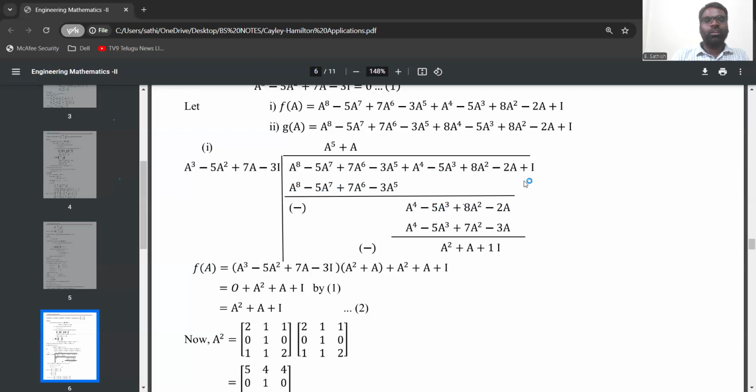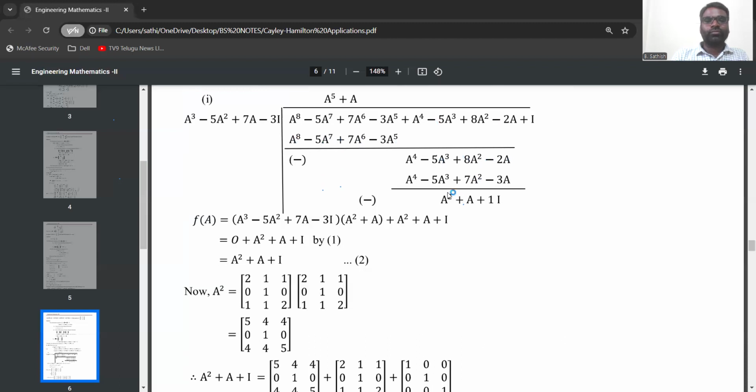Next, plus A: we multiply the given equation with A, simply like division of algebraic expressions, so we are using that method. Here we are getting A power 4 minus 5A cube plus 7A square minus 3A. Subtracting that, the first two terms vanish, and 8 minus 7, we get A square.